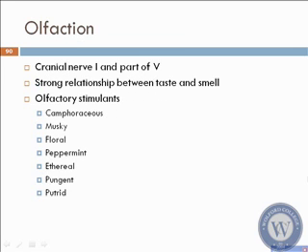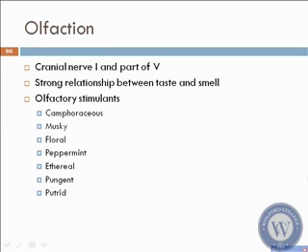The last part we'll talk about is olfaction, and we'll stop at this point, I think. Olfaction has to do with cranial nerve number 1 and part of cranial nerve number 5. It's a strong relationship between taste and smell. It's actually the most important part of tasting things. If you have olfactory stimulants, there's many different reasons that there's about 2,000 different things you can identify with your nose if you're trained properly.